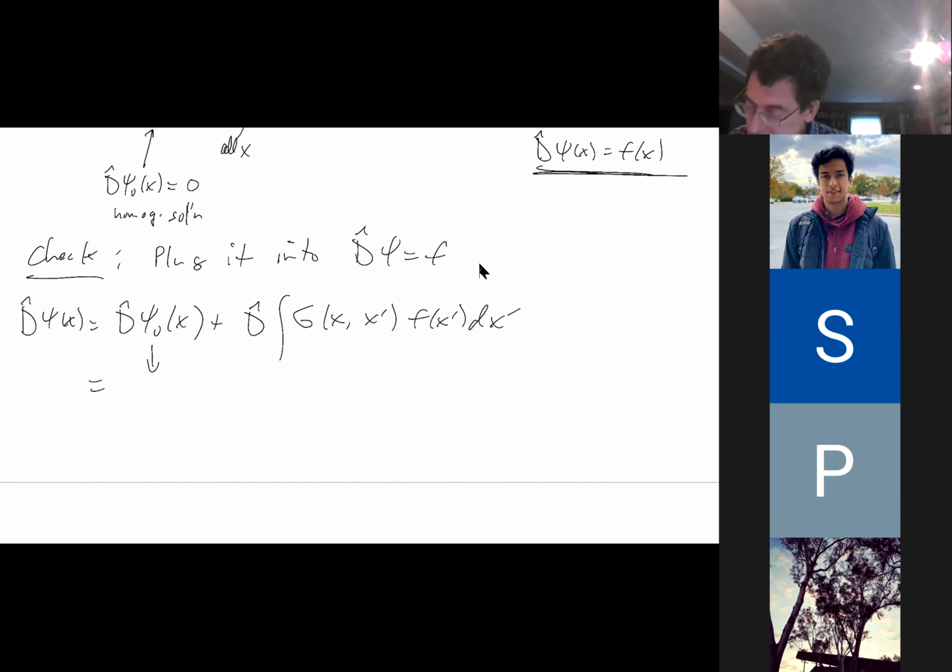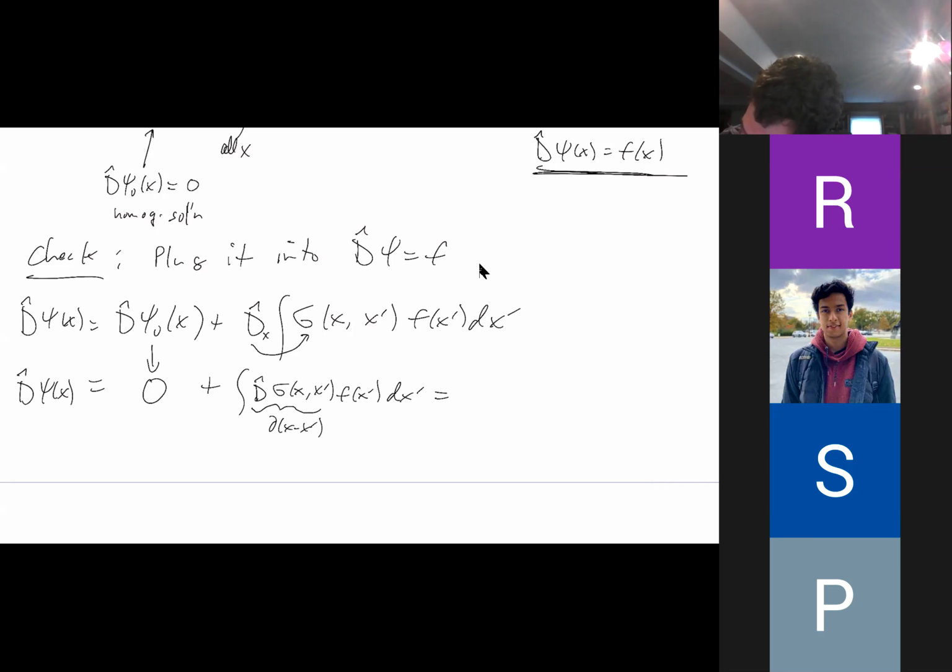And then this thing, so what's this equal to? Yeah, exactly. That's the homogeneous solution. So D psi of x, and now the D is acting, this is an integral over x prime, but the D is acting on the x coordinate, so it can come inside. And so this then becomes the integral of D g of x, x prime, f of x prime, dx prime. And what happens when I have D hitting g? What does that give me? Delta function. Exactly.